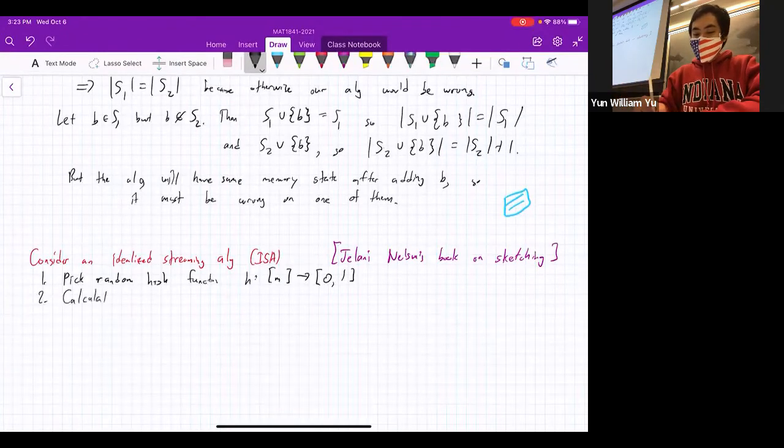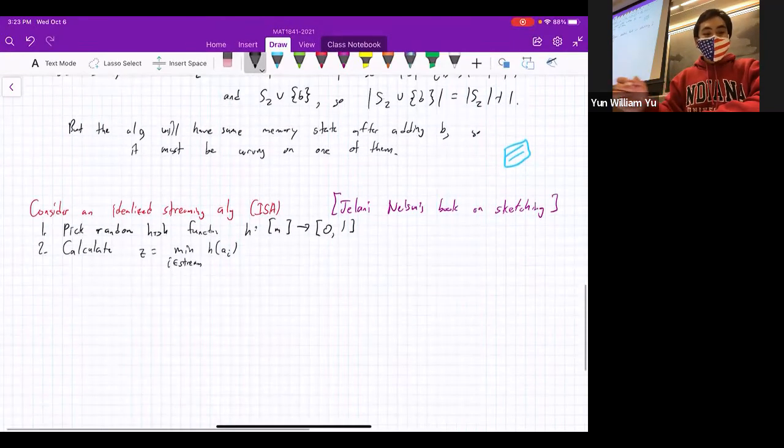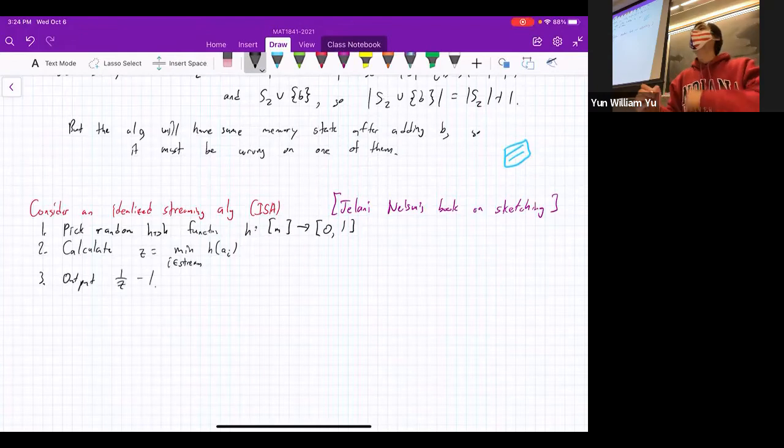So what we're going to do is calculate z, which is going to be equal to the minimum over i in our stream of h(a_i). And then we're going to output 1/z minus 1. And we're going to show that this gives you an estimator.